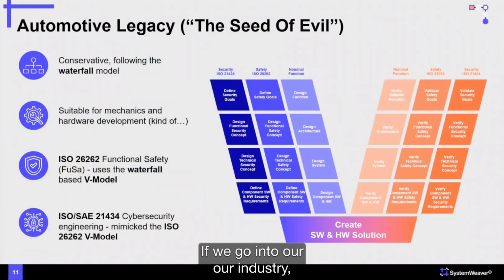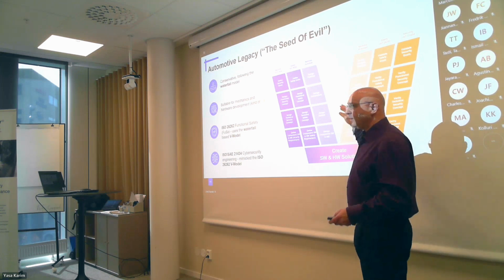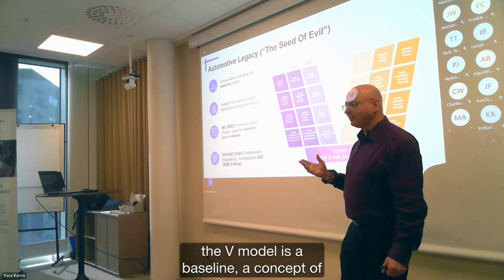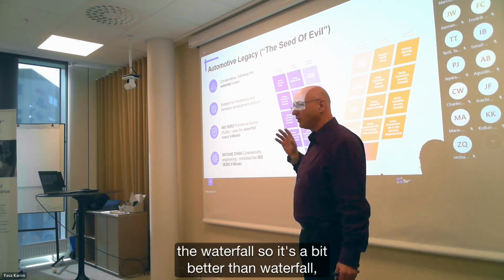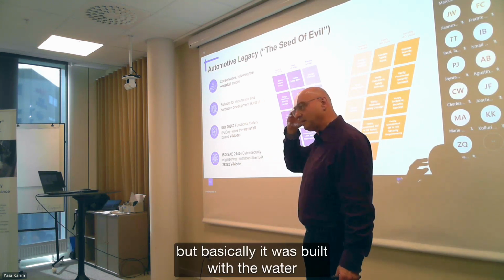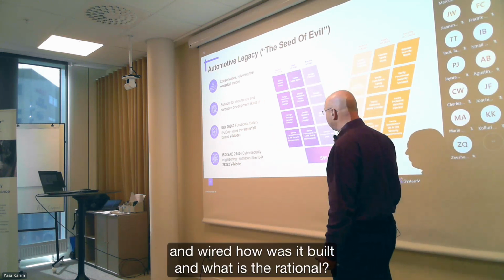If we go into our industry, we need to follow the TARA. The TARA is a V model. The V model is a baseline, a concept of the waterfall. So it's a bit better than waterfall, but basically it was built with the waterfall. And how was it built and what is the rationale?